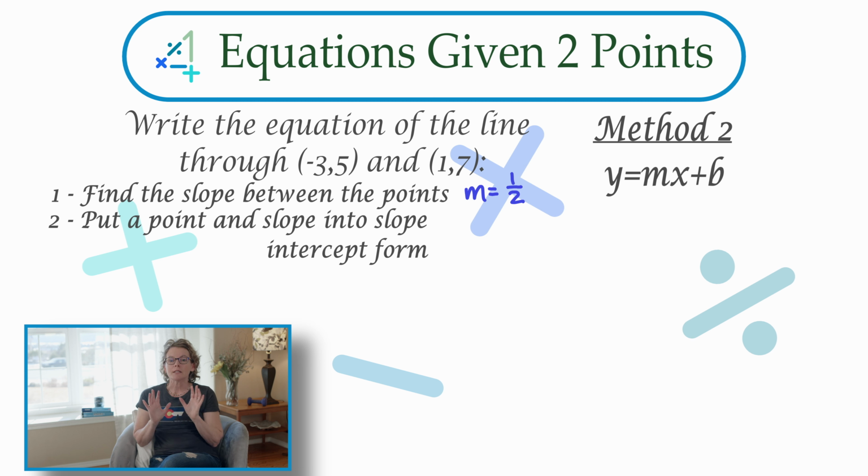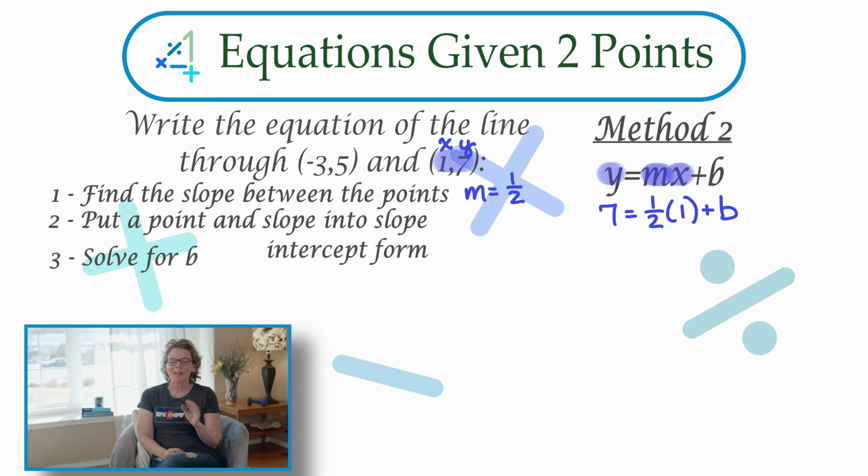Now, instead of putting it into point-slope form, we're going to go straight to slope-intercept form. Using our favorite point and our slope, we'll fill in the y, x, and m in the formula. 7 equals 1/2 times 1 plus b. Notice that we are just missing the b. We use algebra to find it.